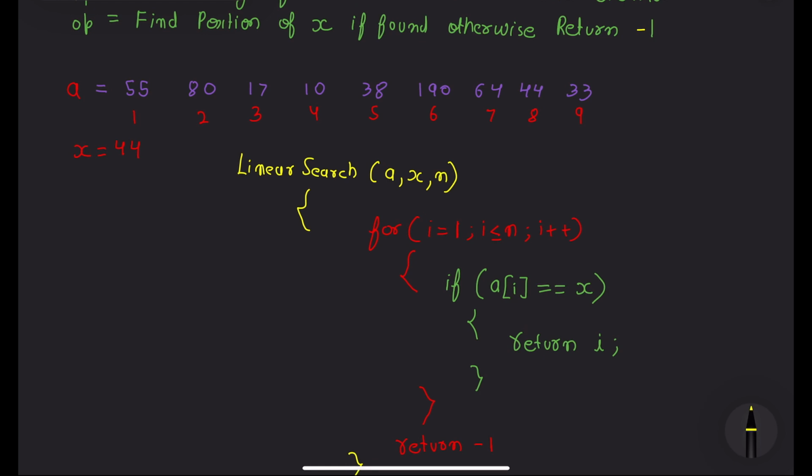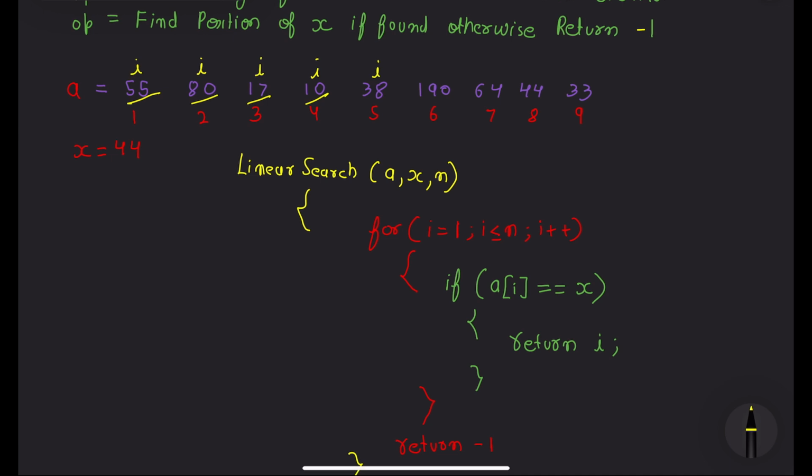So here we can see the initial value of i is equal to 1. So we will go inside the loop and we will check if A of 1, which is equal to 55, is equal to x. So 55 is not equal to 44. So we will increment the value of i. The value of i will become 2. Now we will check if 80 is equal to 44. So it is not equal to 44. So the value of i will again get incremented and the value of i will become 3. Now 17 is not equal to 44. So we will again increment the value of i to 4. And here also 10 is not equal to 44. So now the value of i will become 5 and we will compare again.